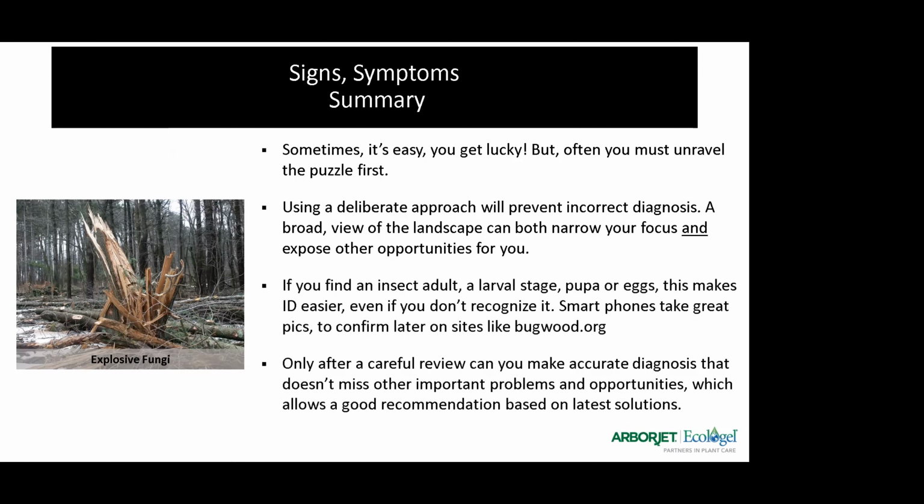If you find an insect adult, a larval stage, pupa or eggs, it makes the idea a lot easier. Even if you don't recognize what it is at first, take a picture of it. You can later confirm it on sites, any number of them, including the ArborJet app, which we'll talk about tomorrow. But bugwood.org is an excellent site for all of the major insects that we face in this country. Only after you've gone through all that can you make a good recommendation. And when I say gone through all of that, that could be 10 minutes. It may be all the time it takes you on a property to do that once you're comfortable with it.